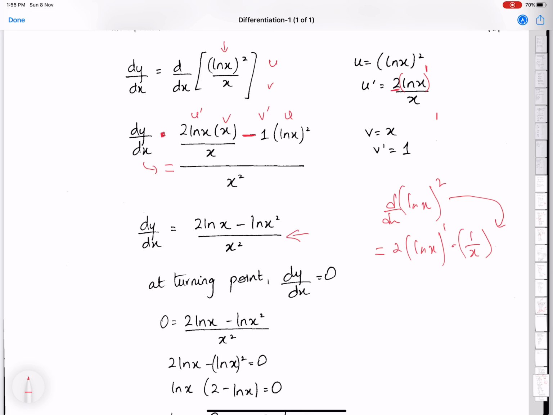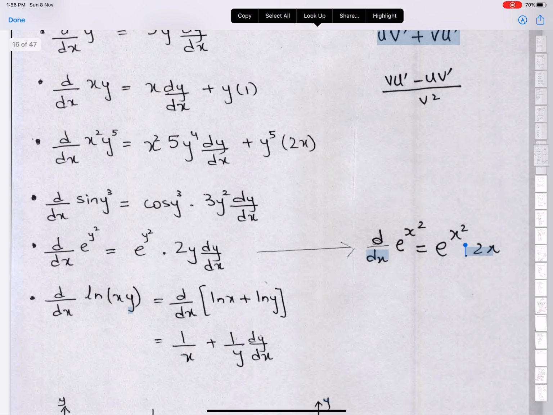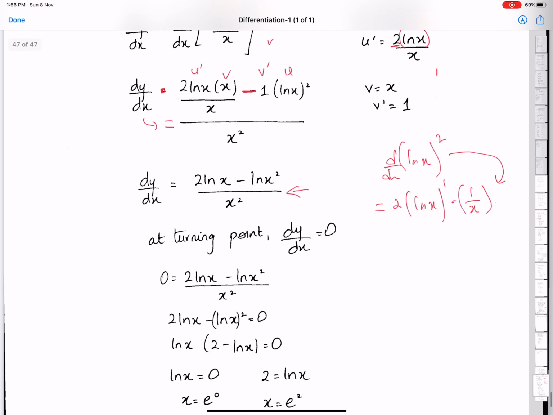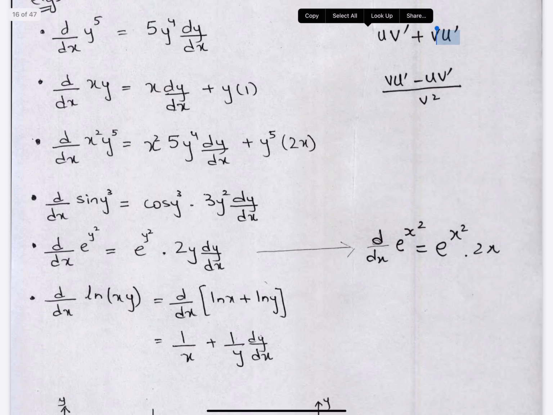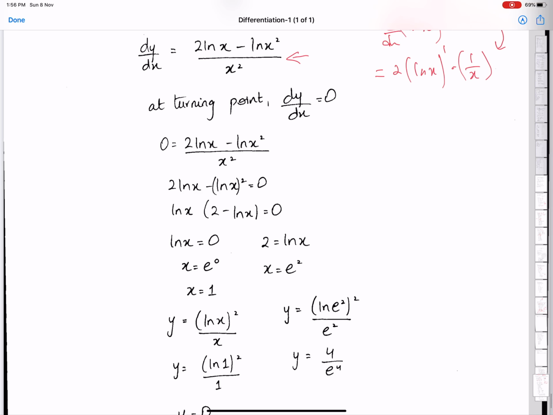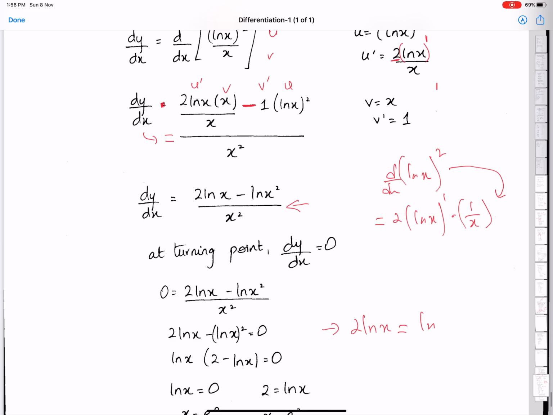Now equate gradient to 0 because of the turning point, and please never cancel this ln. Always factorize your equation. Don't write this equation like this. Let me check, is this ln x whole square? Yeah, this is ln x whole square. This is the correction.